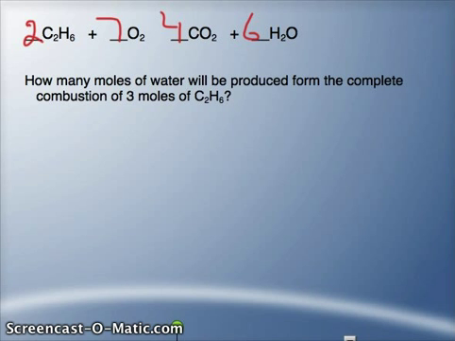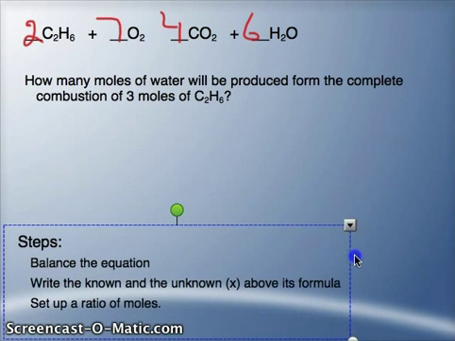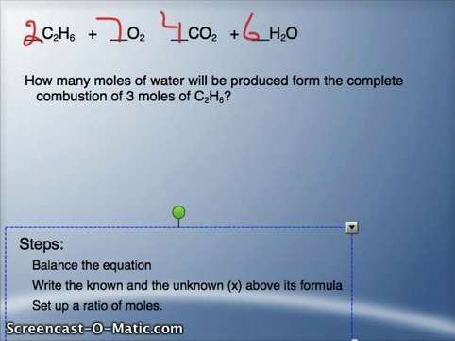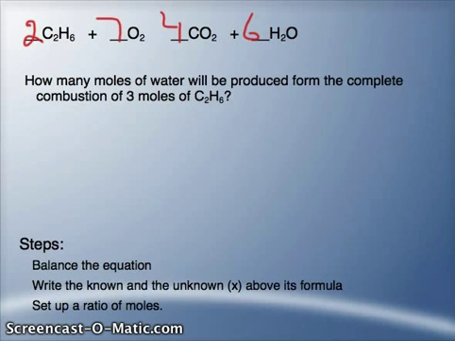Here are basic steps that you can use to solve any equation. First thing, balance the equation, which we just did. Write the known and the unknown above its formula. So here are 3 moles of C2H6, so I'm going to write 3 moles above C2H6. My question is how many moles of water, so I'm going to put an X over water. That's what I'm looking for. Now there are 2 ways to do it. The simple way to do it is this.